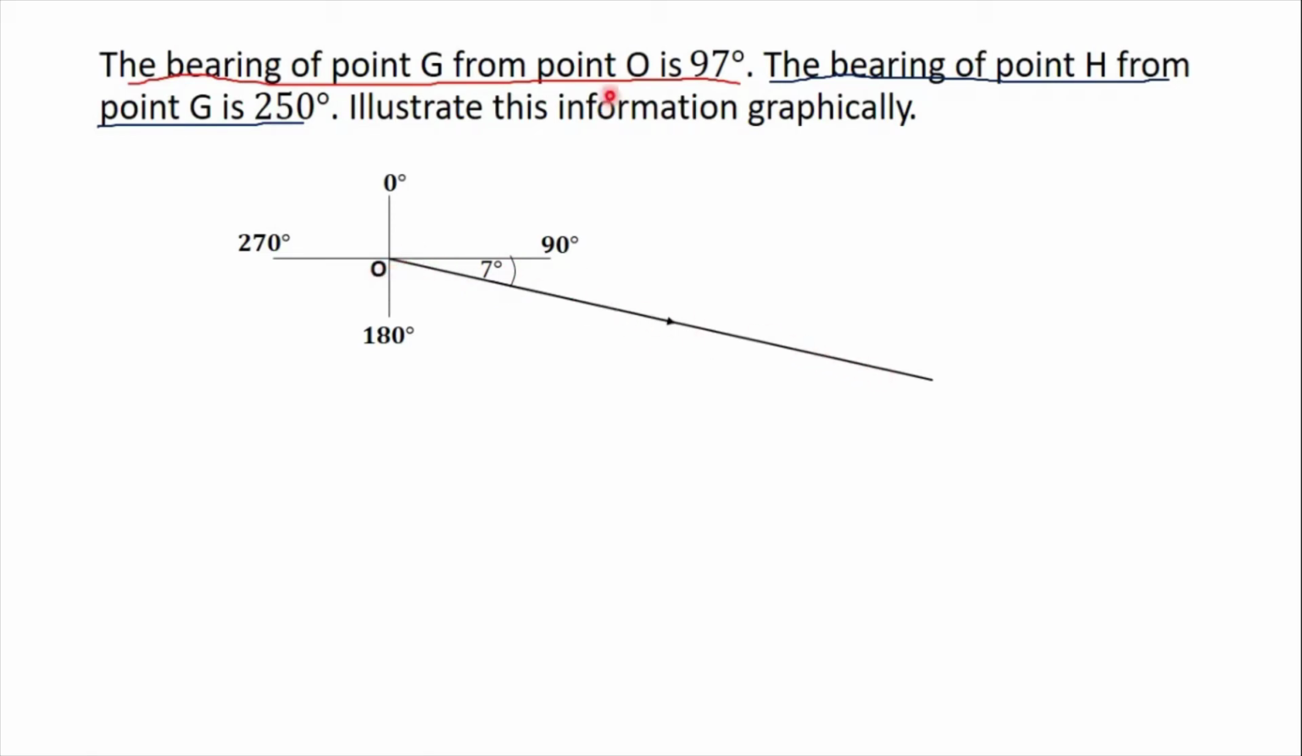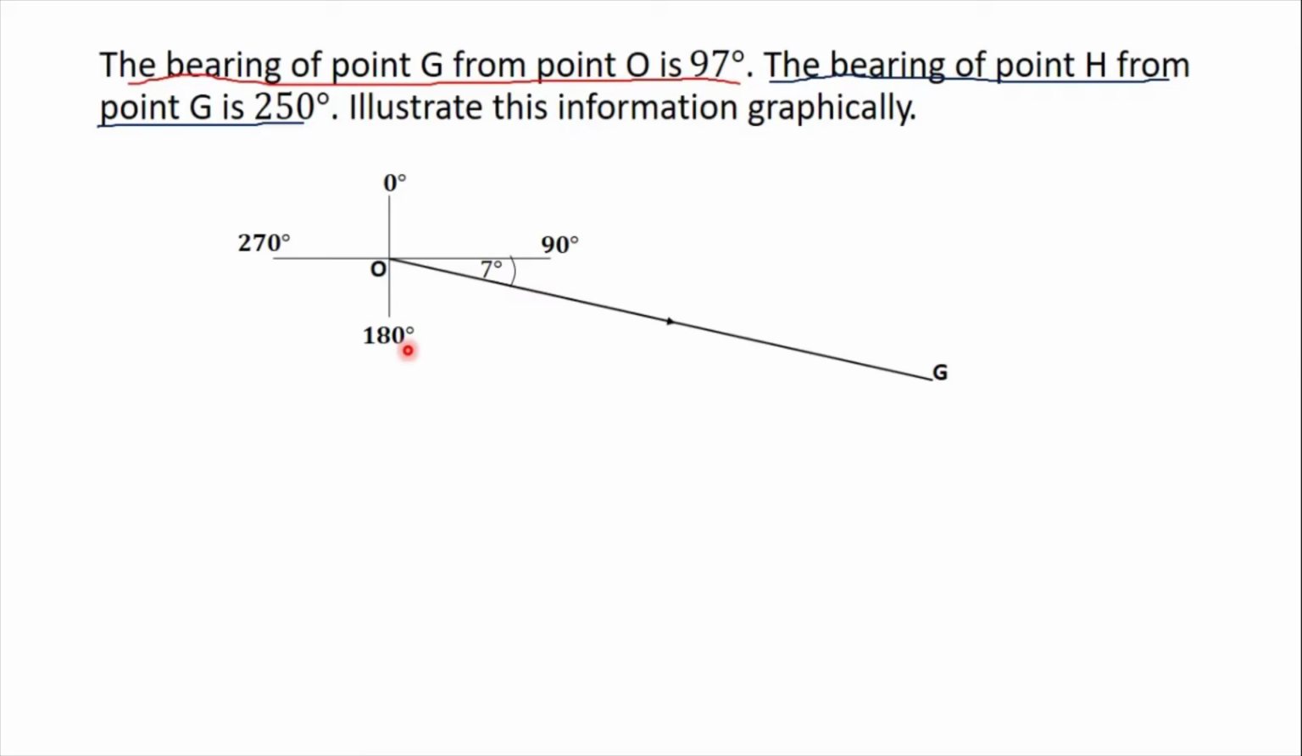So our starting point is O. We have indicated that. We have also drawn the angle, which is 97 degrees. The ending point is point G. So you indicate that point G. So we are done with the first part. The bearing of point G from point O is 97 degrees. You have been able to represent that. Let's move on to the second part.